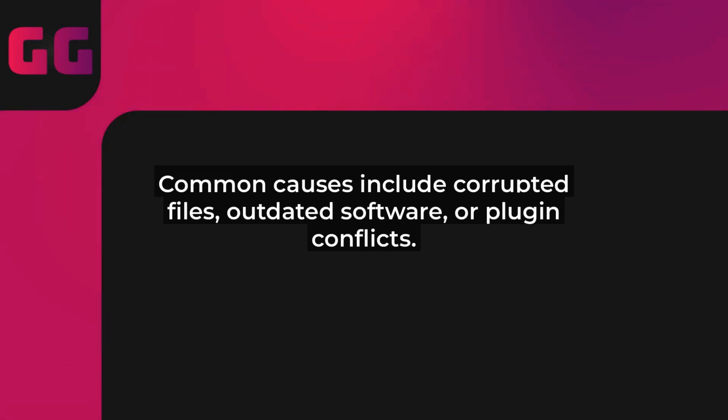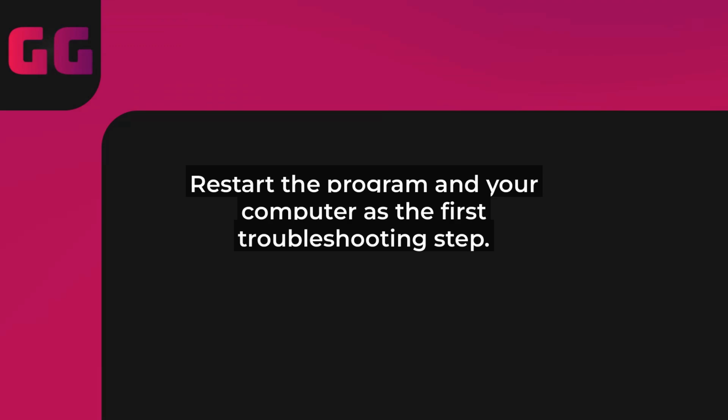Let's jump right in. First off, error code 72 in Sony Vegas Pro typically pops up when there's an issue with accessing or rendering files. It often means the software can't find a media file, or there's a conflict with your project settings. This can halt your editing workflow, but don't worry, it's usually fixable with a few simple steps.